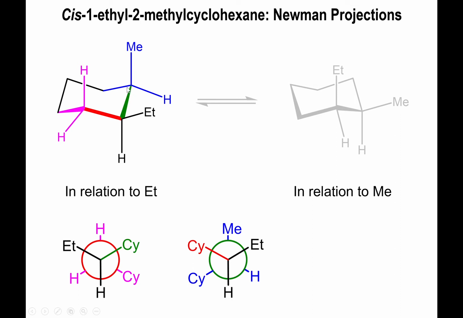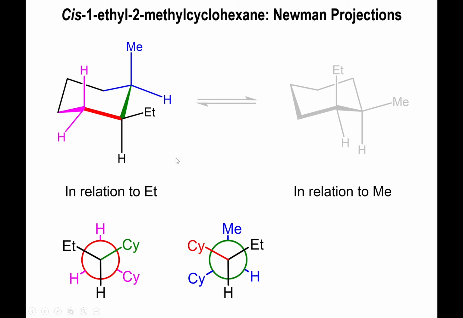So looking at the back portion of this green bond, we see that the methyl group is pointing straight up, so we have it pointing straight up on the back portion. Cyclohexane is pointing to the left, and the hydrogen is pointing to the right, as depicted exactly on the Newman projection right here. Okay, so this is all from the point of view of the carbon that has the ethyl group bound to it.